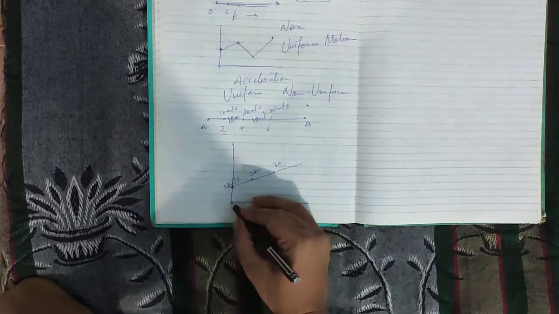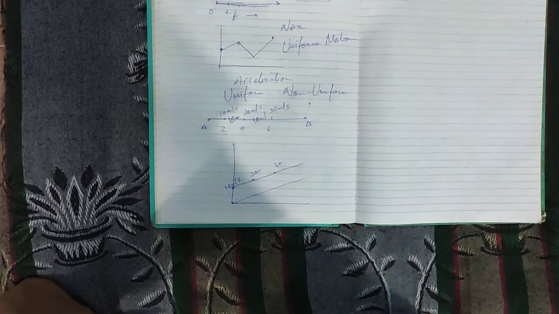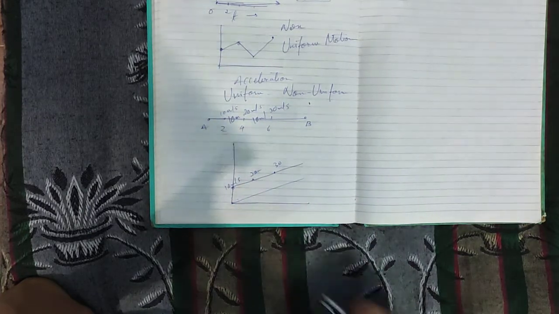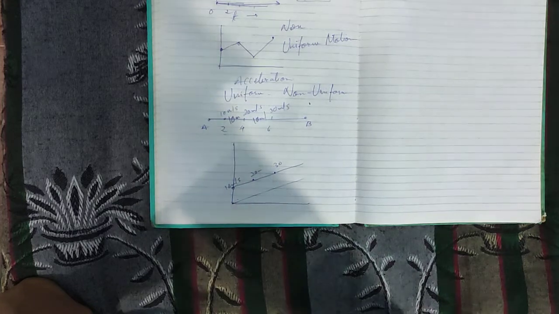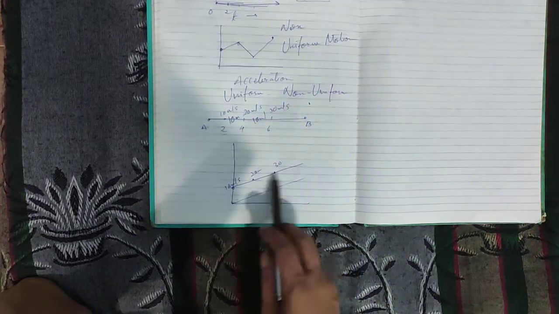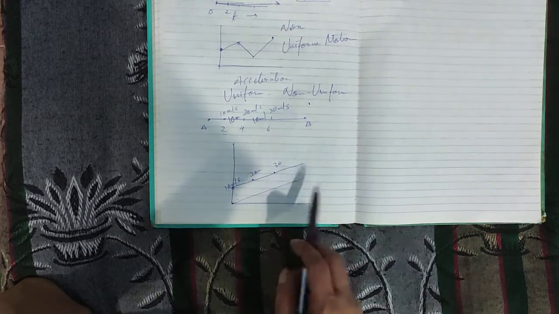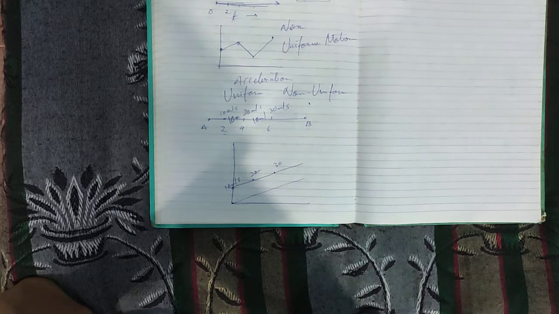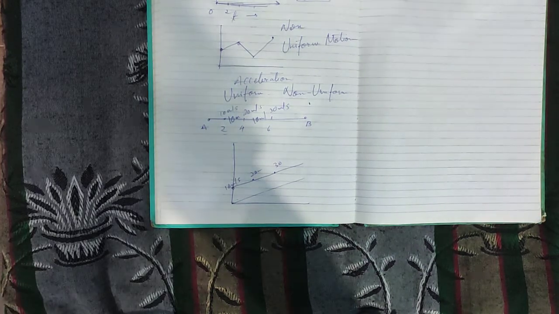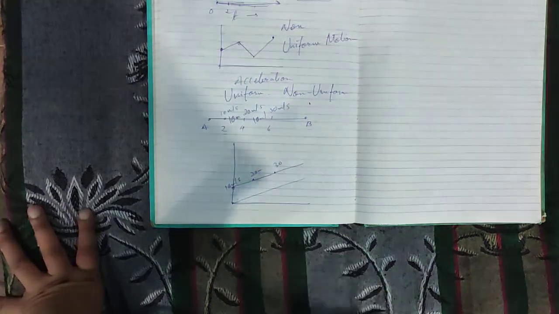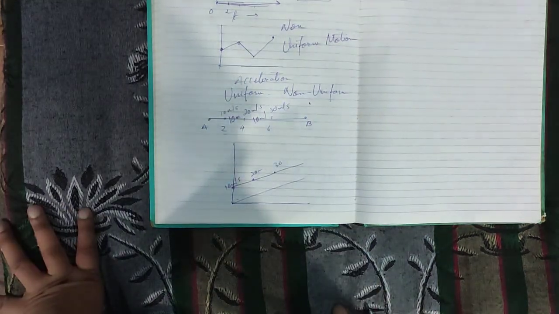If the graph is like this, then also it is uniform acceleration. It doesn't matter, as long as it is a straight line. This is just an example to show you, students. When the graph starts over here like this, or it starts over here like this, as long as it is a straight line, it is uniform acceleration. It doesn't matter.